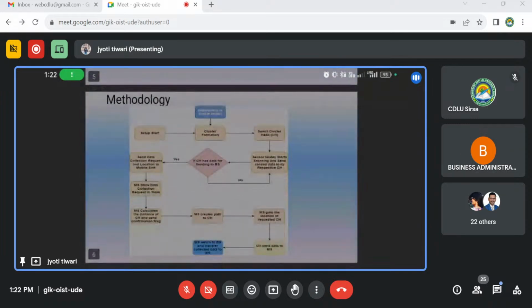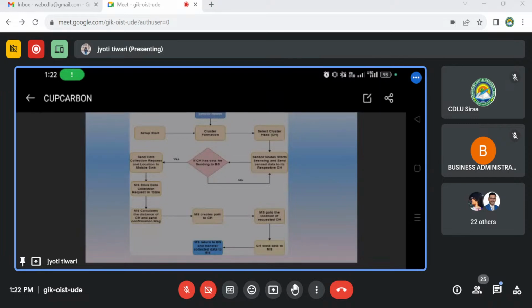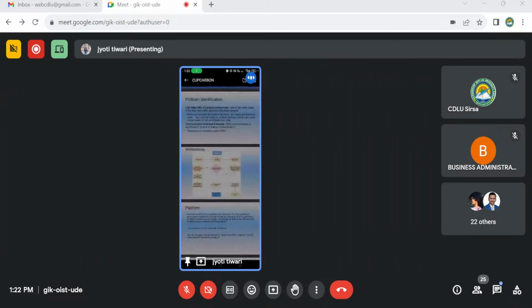This is my methodology. First, we start the network sensor and deployment of the nodes. First, cluster formation. A cluster is many of the sensors, and then the selection of the cluster head, one of the cluster heads, and all of the sensors. The cluster head and base station provide data to the sensing node and collect the request of all the sensors to transfer the data, and the mobile sink creates the path of all clusters and sensors.